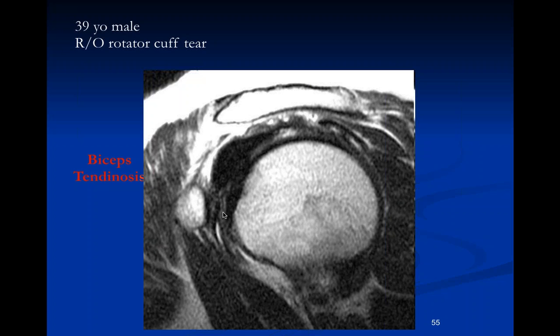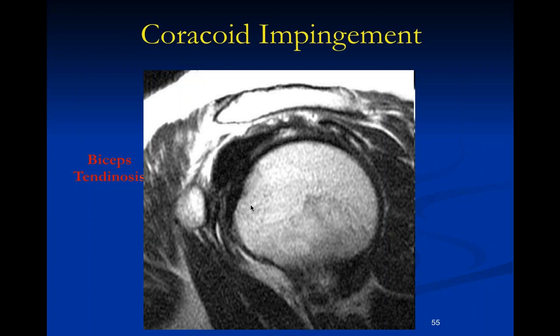If we go to the oblique coronal images, we can also see some tendinosis, but we can see this was a patient who really had symptomatic coracoid impingement. In this case, it was causing symptoms of both the subscapularis tendon as well as the biceps tendon.